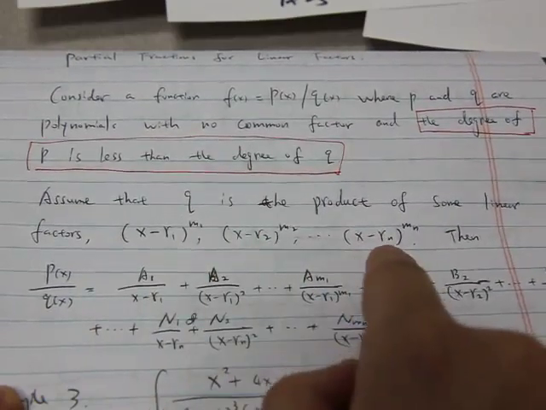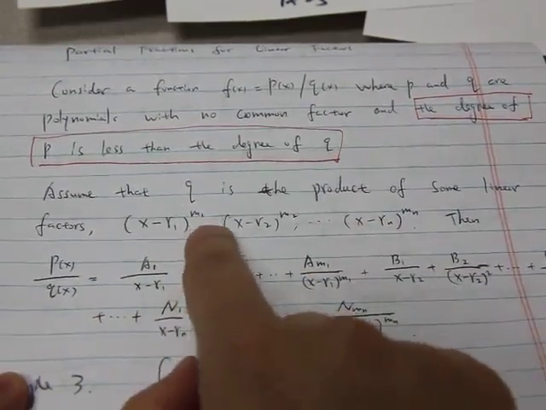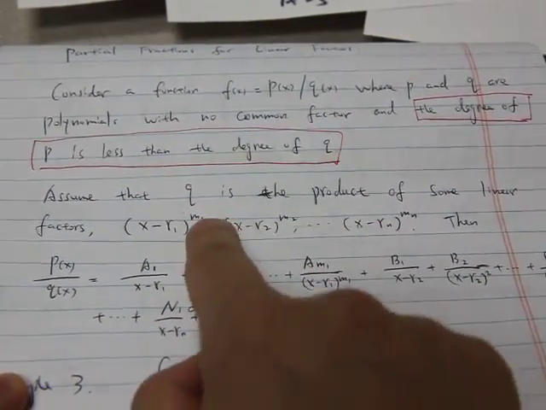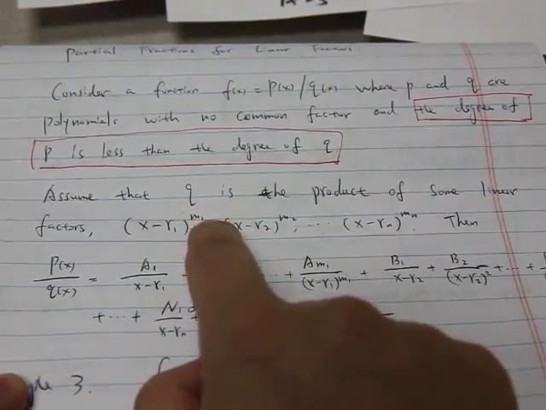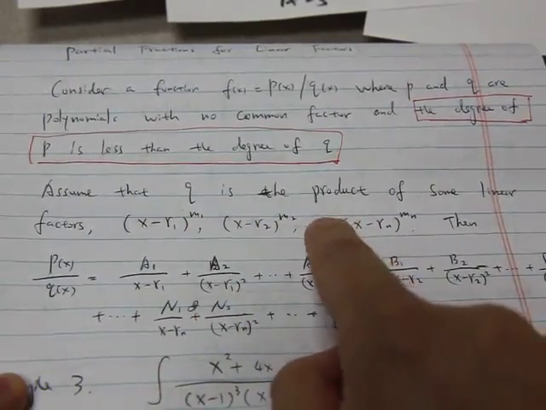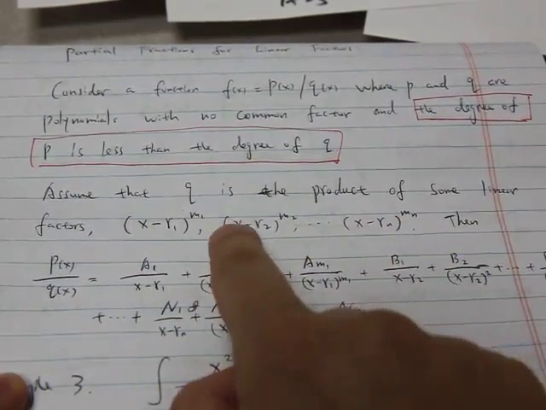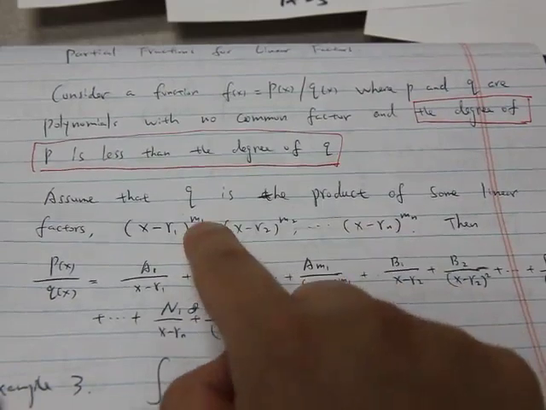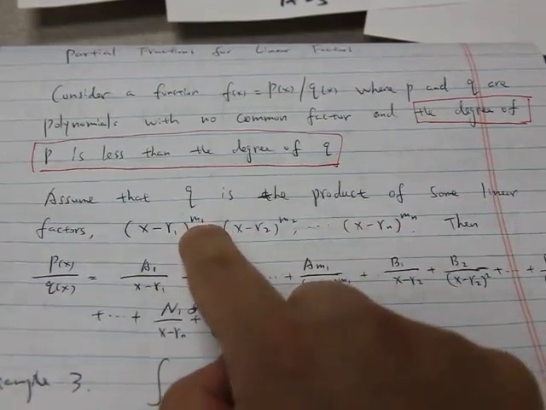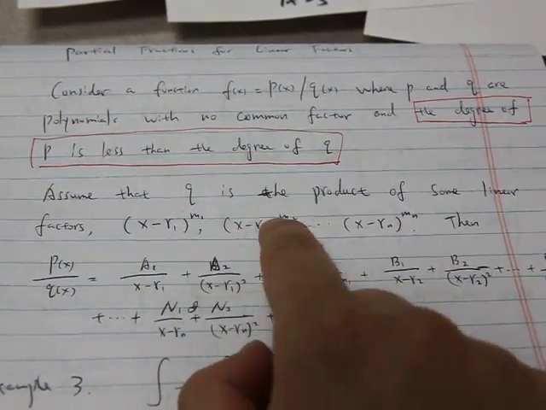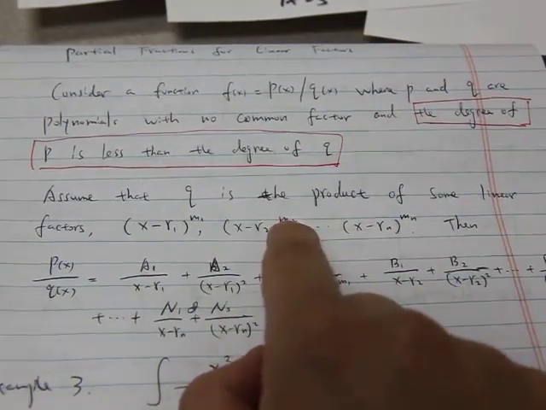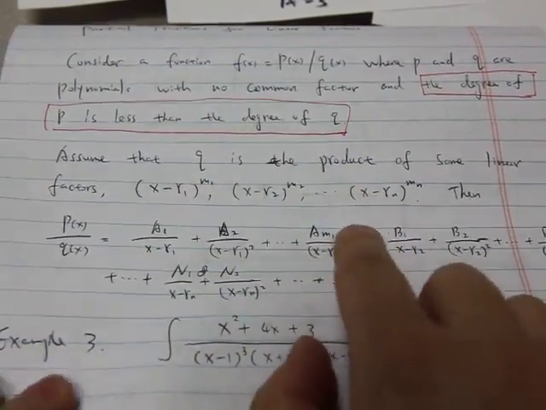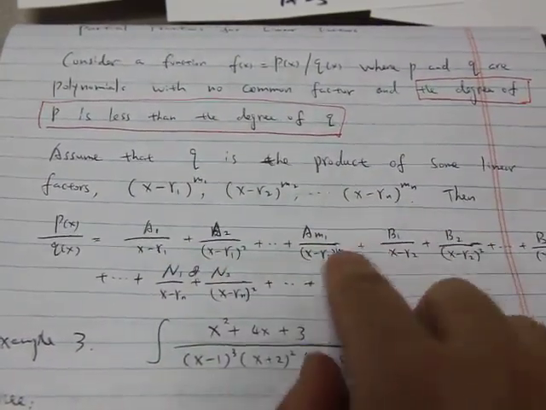Into some linear factors. And suppose the exponent of each linear factor is m1, m2, up to mn. So m1, m2, mn are some positive integers. If they are 1, that means the linear factor is not repeated. If these are greater than 1, then we're going to have some repeated linear factors. Then the pattern we're using is like this.